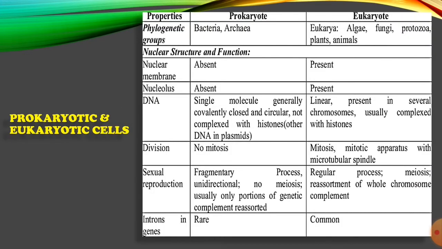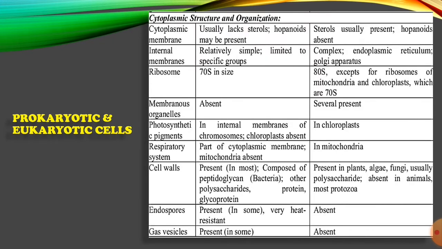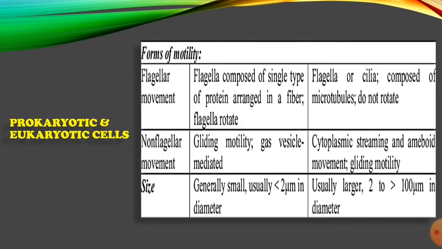We have here the table which describes the different properties to understand the differences between prokaryotic and eukaryotic cells. These properties include phylogenetic groups, nuclear structure and function, the nuclear membrane, nucleolus, DNA, cell division, sexual reproduction, and introns, which are non-coding regions of an RNA transcript or the DNA encoding it that are eliminated by splicing before translation. Cytoplasmic structure and organization, which includes cytoplasmic membrane, internal membranes, ribosome, membranous organelles, photosynthetic pigments, respiratory system, cell walls, endospores, and gas vesicles. And forms of motility, flagellar movement, non-flagellar movement, and the size.